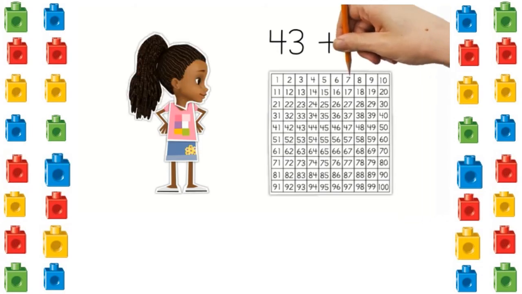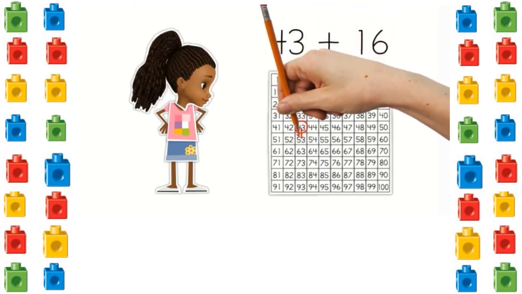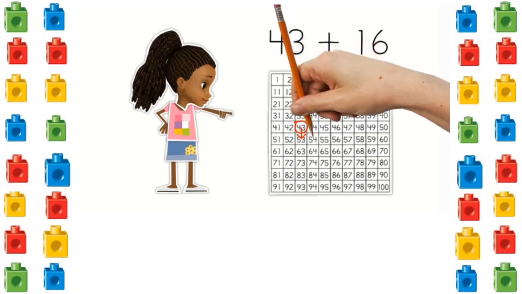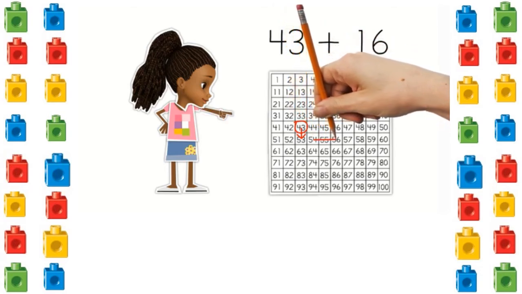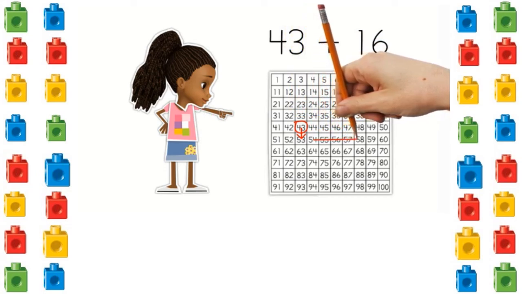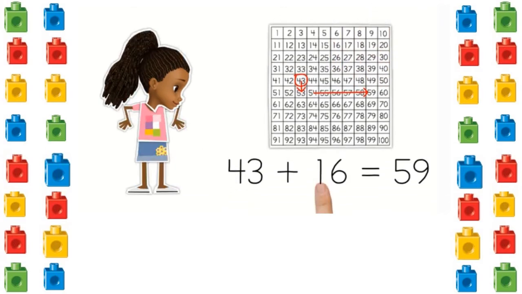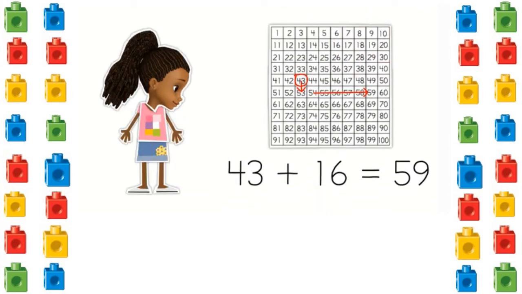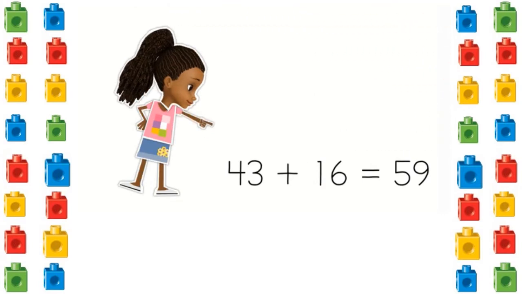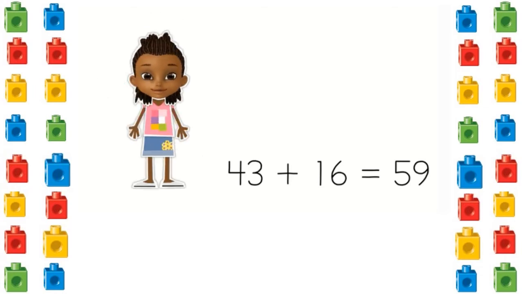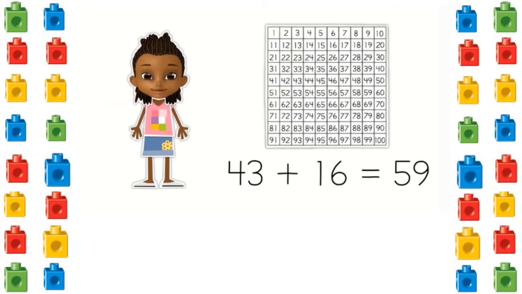We sure are, Jada. If I start at 43, I can move down 1 row to 53, showing a 10, but I need to add 6 more ones, so let's count it and move more spaces. 54, 55, 56, 57, 58, 59. So from 43, I moved 1 ten and 6 ones to get 59. Which tells us that 43 plus 16 equals 59. We solved the problem. Great job, Jada. We did it! All three of us. Me, you, and our handy 100 chart.